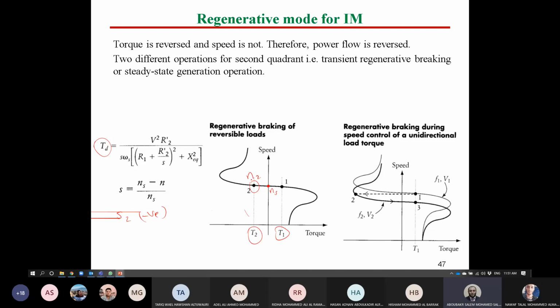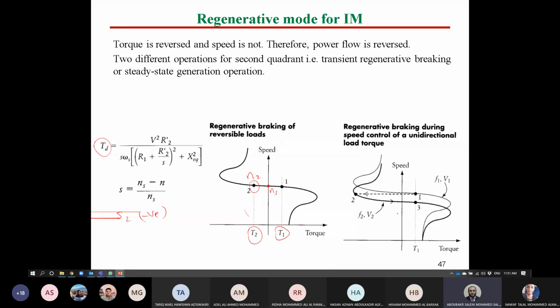Of course, the aim of the operation is to brake the motor or reduce the speed. Right? This is the idea of braking. However, the benefit is that we return the energy gained from the operation to the supply. So how can we do it? By controlling frequency and NS. This is for reversed or reversible loads, guys.